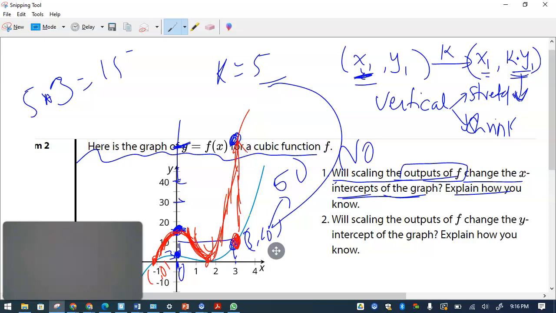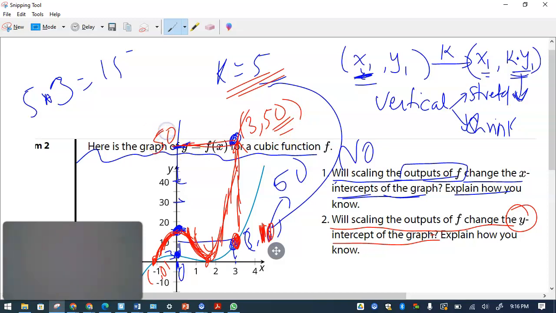See? So the second question: will scaling the f change the y-intercept of the graph? Yes, the y-intercept. Look at this 10. Now it is 50 because I chose 5 as the scale factor, and 10 times 5 is 50. So that's the 50 right here. So the output changes, but the x does not. So this is no, and this is yes. I hope that helps to understand.